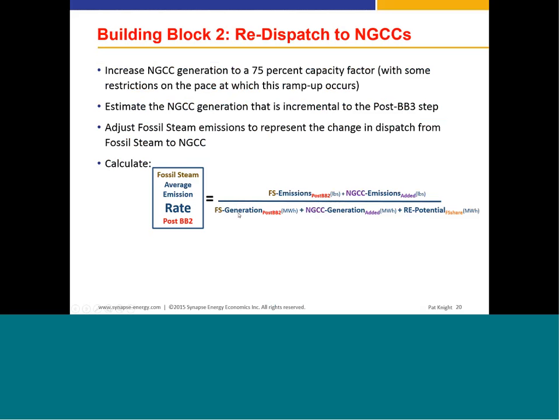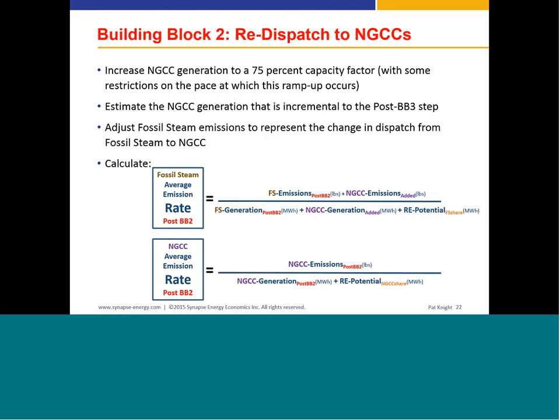The elements are the fossil steam generation, which has gone down, the NGCC generation, which has replaced it, and the RE potential for fossil steam that was the same as in the last step. And again, the fossil steam emissions in the numerator has decreased, but there's been some increase from NGCC emissions, that incremental piece that we're counting towards fossil steam. So again, the denominator is staying the same, the numerator is decreasing. Over time, this emission rate goes down.